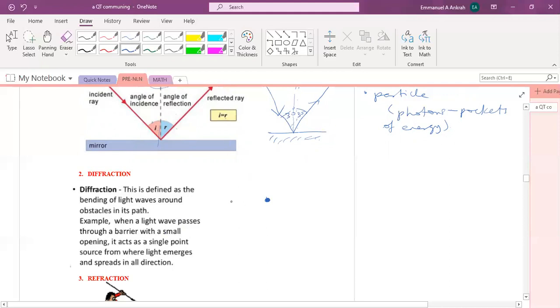Now the light is traveling in a straight line. So as it hits, it can pass through the particle, but then it can bend a little bit around the particle, a little bend, a little bend. So this bending of light around obstacles in its path is what we call diffraction of light.